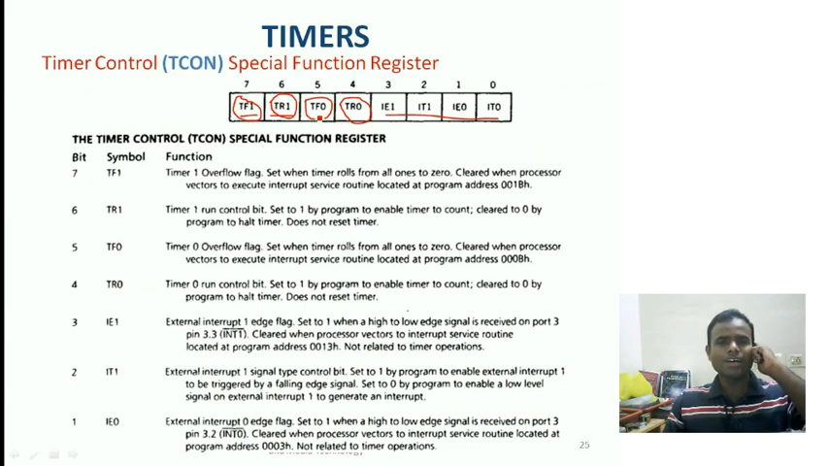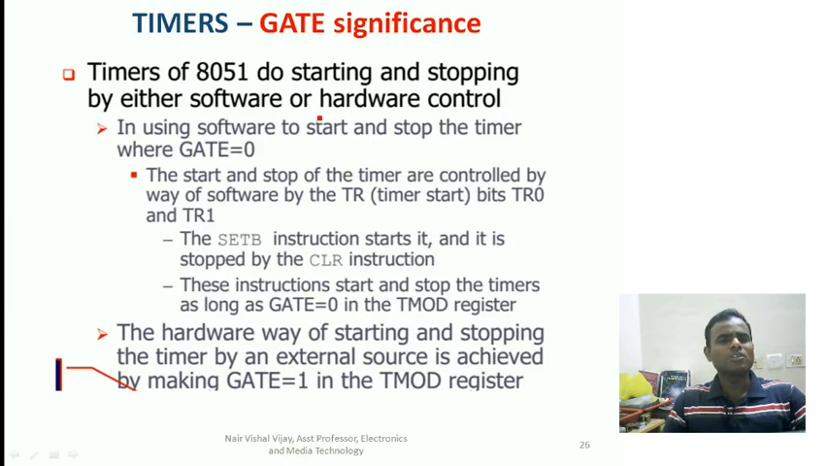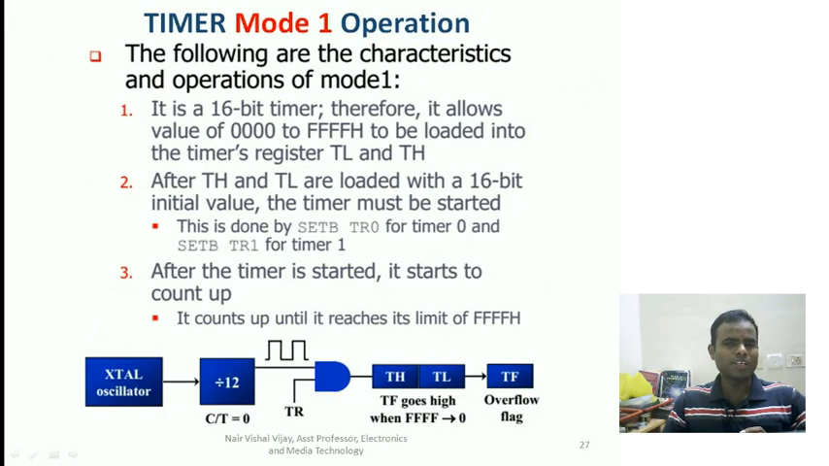Now, as we said, we will be focusing mostly upon two modes of operation, that is mode 1 and mode 2 specifically. We will not be dwelling much on mode 0. Mode 0 is very similar to mode 1, except that it is a 13-bit timer. And mode 3 is a very complex split timer. We will not discuss it in the scope of this lecture. So what is mode 1?